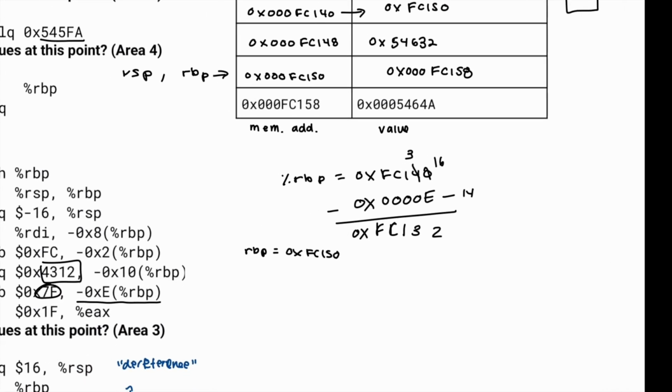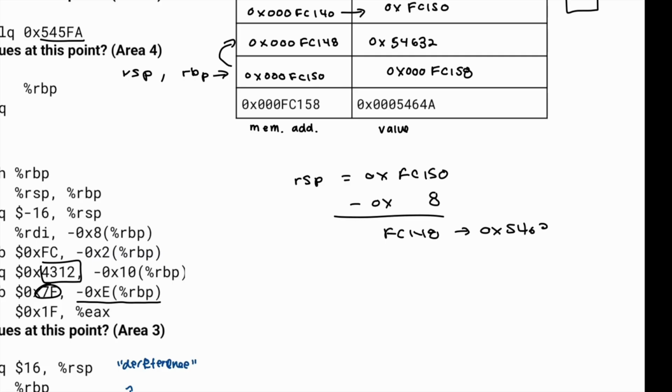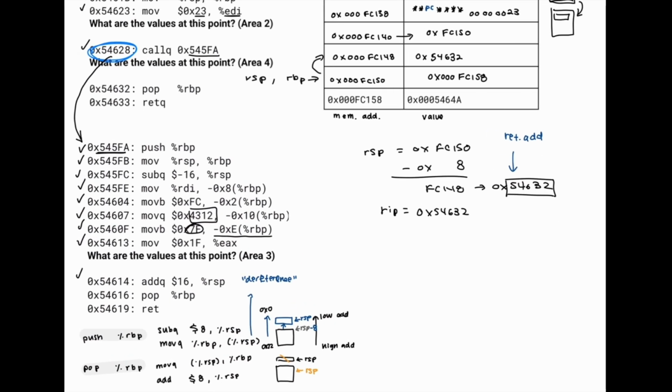Well, first, we know that RSP equals 0xfc150. We want to get the address that's 8 bytes less than it, which means we're going to go up over here, and we want to get this value. So now we know that minus 0x8, it's going to be fc148, which is pointing to 0x54632. Remember, this was our return address from earlier. So now we're going to place this value, which was our return address, and now RIP is going to be 0x54632. This means that the next instruction we execute is going to be this.